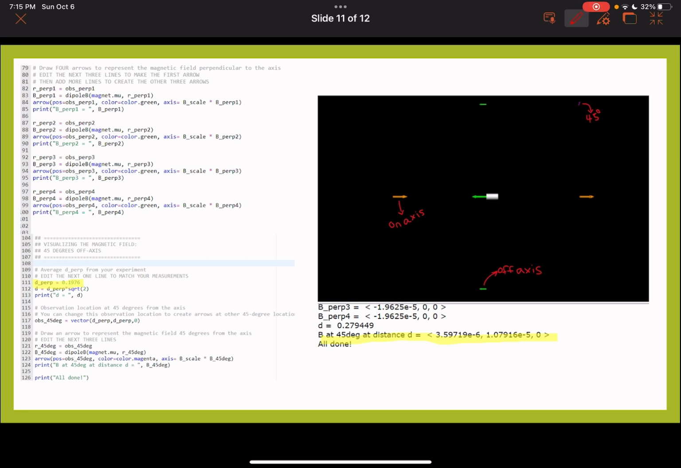So we get this result, and we see that our dipole perpendicular B is going to give us 3.59 times 10 to the -6 and 1.79 times 10 to the -5. Our orange arrow is on axis, or it's really tiny, but our purple arrow is at 45 degrees, and our green arrow is off axis.